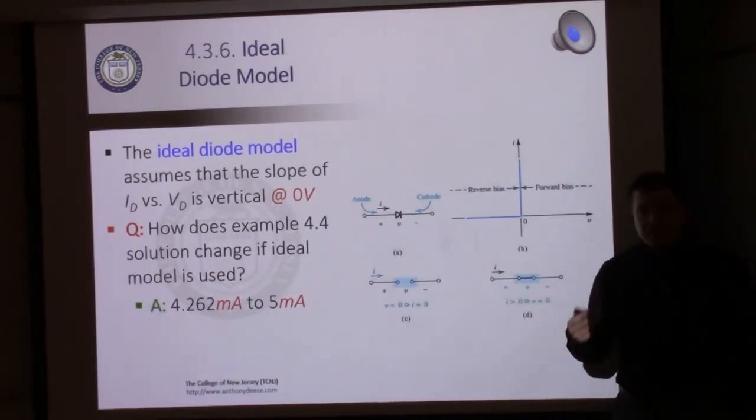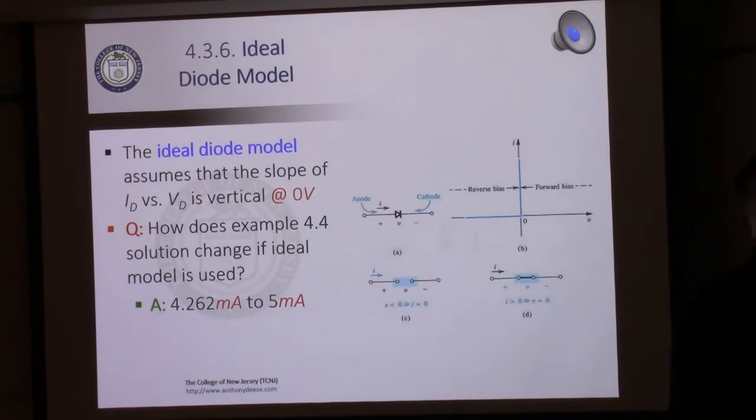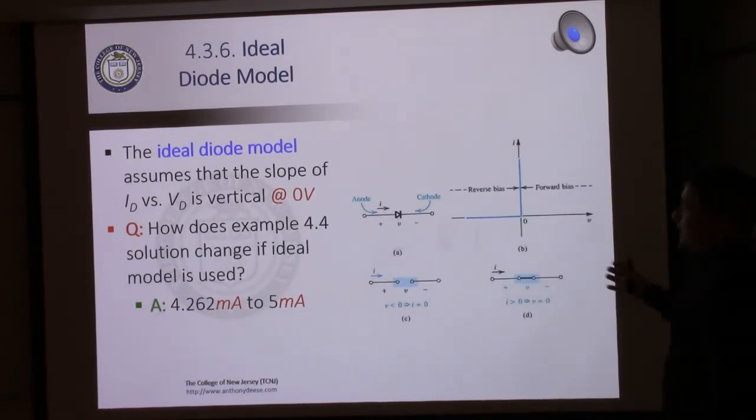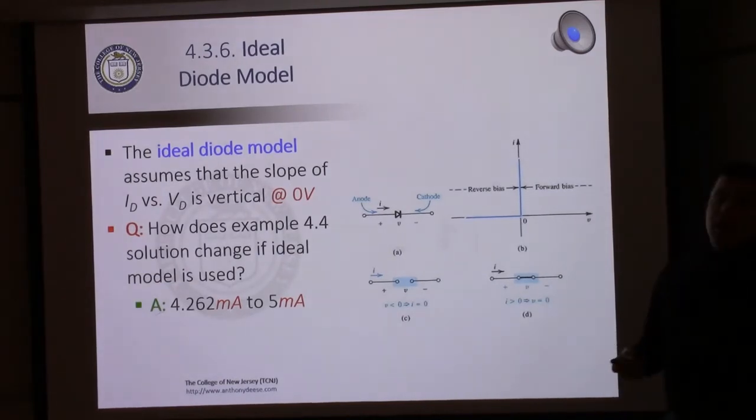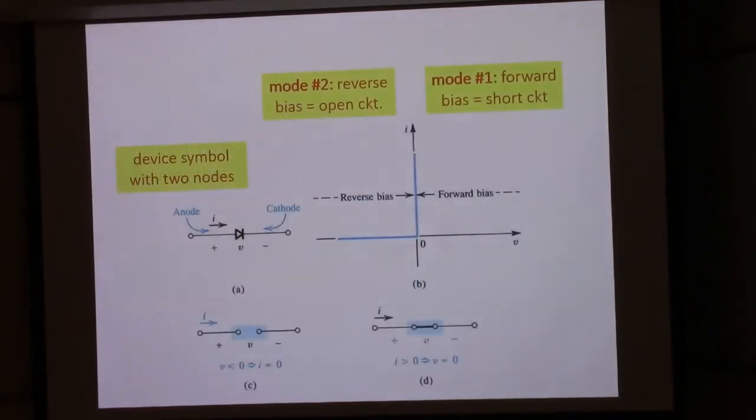So you can see that the constant voltage drop model is a really nice medium between the exponential and the ideal diode model. It's linear. It's almost as easy to use as the ideal diode model, really. And it provides us a significantly more accurate representation of the way that the diode behaves.